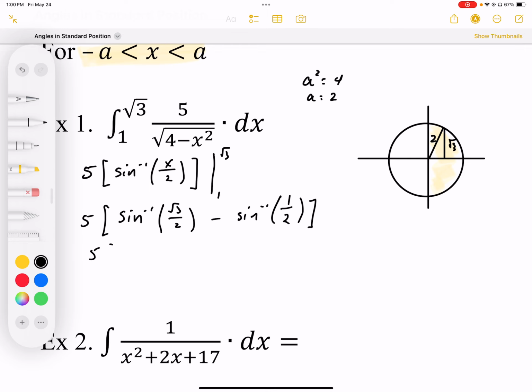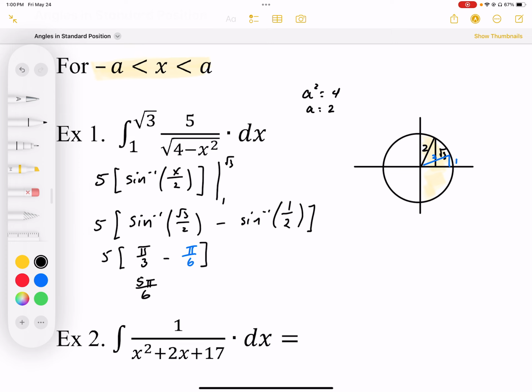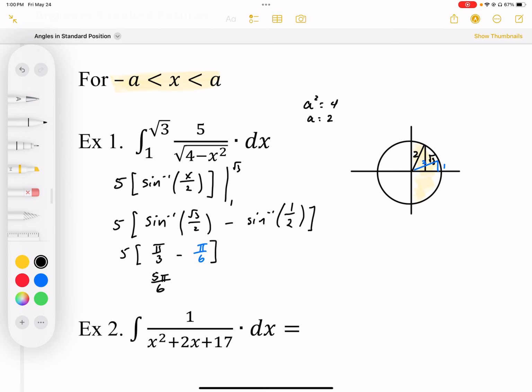So that's going to be pi over 3 radians minus, when the sine is 1 over 2, that's going to be in this orientation here. That's going to be 1 over 2 like that. So that's going to be our 30 degrees, or pi over 6. So then when we work this out, pi over 3 minus pi over 6 is going to be pi over 6. So our final answer is going to be 5 pi over 6. And that would be the displacement on that function from 1 to root 3.